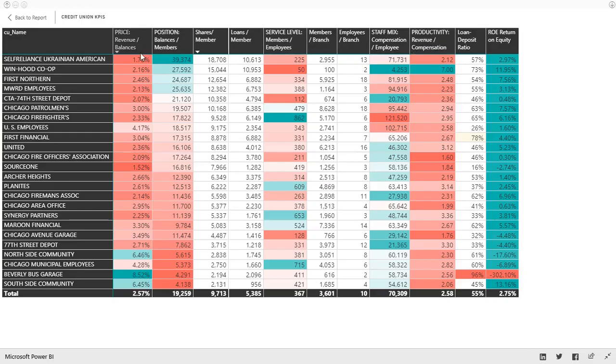The way these ratios work together is price times position times service level divided by staff mix equals the productivity ratio. We include the loan to deposit ratio and return on equity as additional benchmarks so that you can use the values that are showing here to understand where your positioning is with respect to your competitors. Now let's go back to the report.